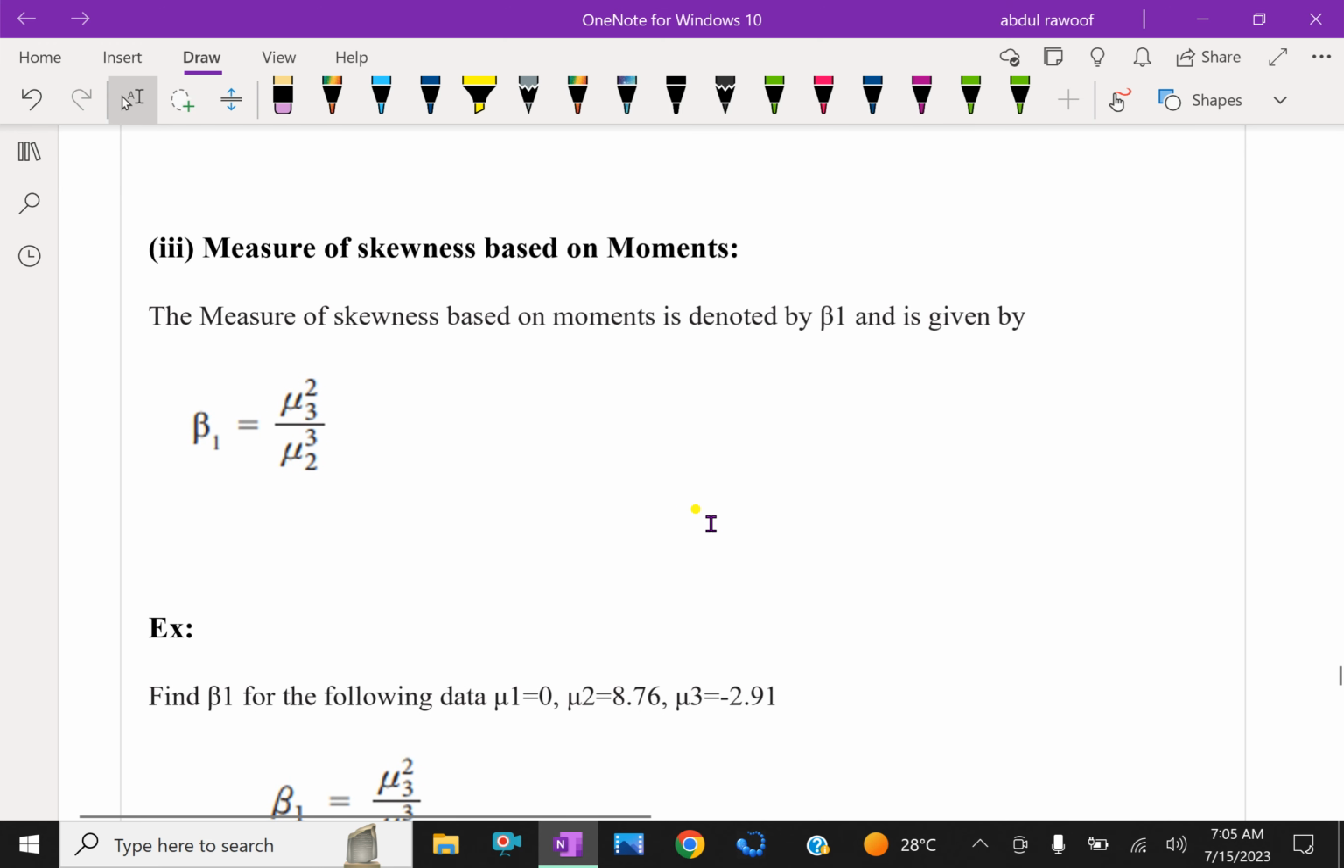Next one, measure of skewness based on moments. The measure of skewness based on moments is denoted by beta 1 and is given by beta 1 is mu 3 square over mu 2 cube, where mu is the moment about the mean.